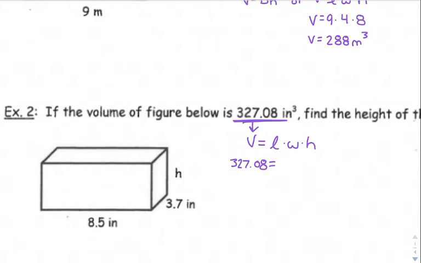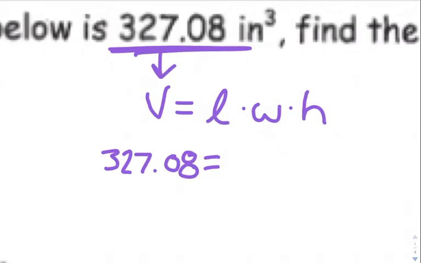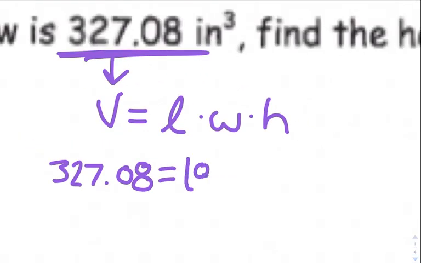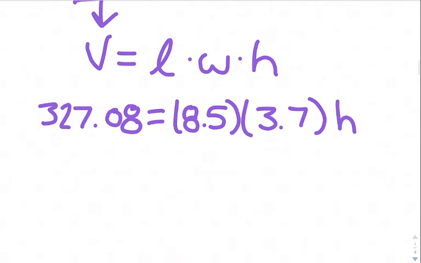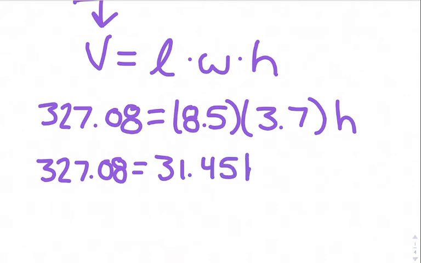Any horizontal line is your length. The vertical line is your height. And the slant line is your width. So I have a length and a width, and then I'm going to search for height. My length is 8.5, my width is 3.7, and I'm going to leave H because I have to find H. On my right side, I'm going to multiply 8.5 by 3.7. When I do that in my calculator, I get 31.45 times H.